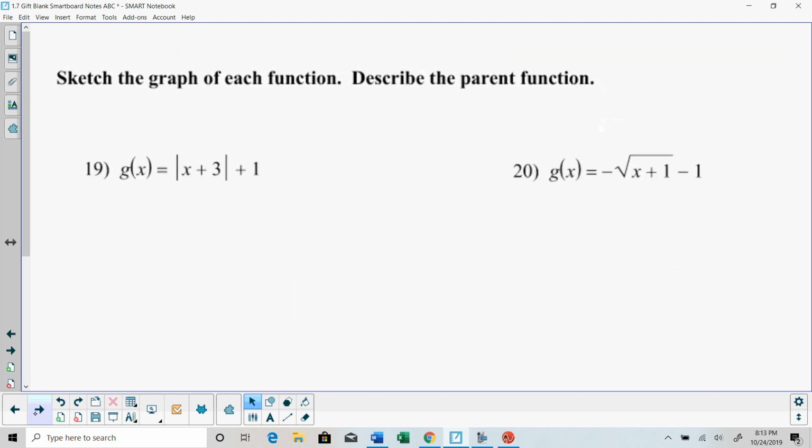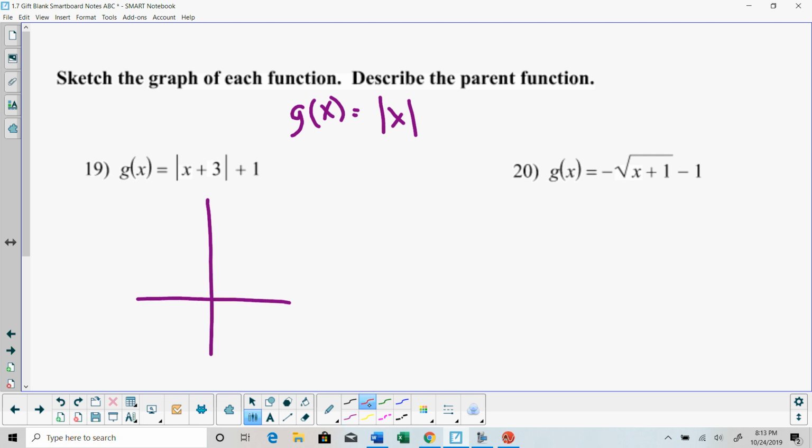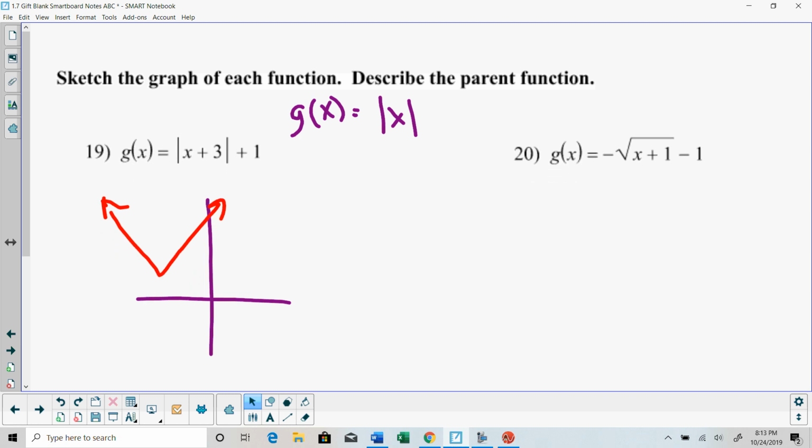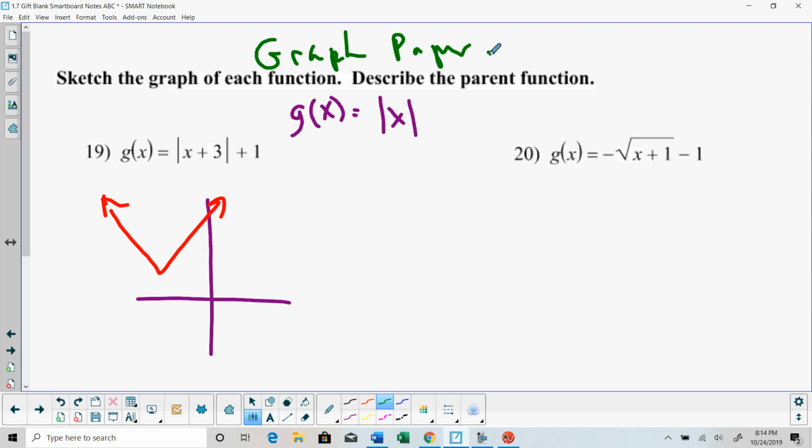All right. Again, for these, sketch the graph, describe the parent function. So the parent function here for this one would just be our absolute value of x. And as you know, the absolute value of x looks like a V shape. And then we want to shift it 3 units to the left, 1, 2, 3, and then up 1 unit. So something like that should be our final graph. But again, graph paper is key here. You've got to use graph paper. By all means, check your answers on your calculator.